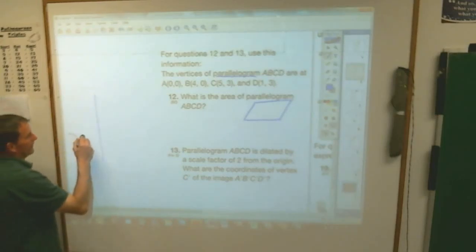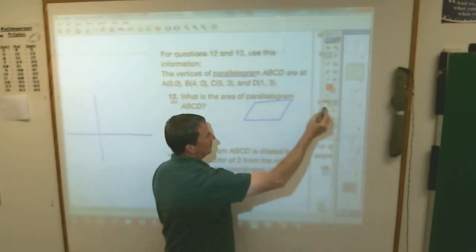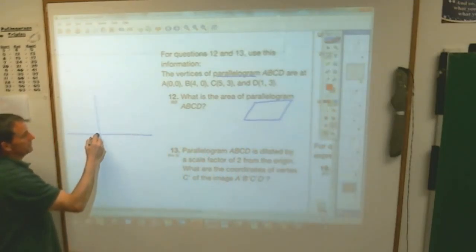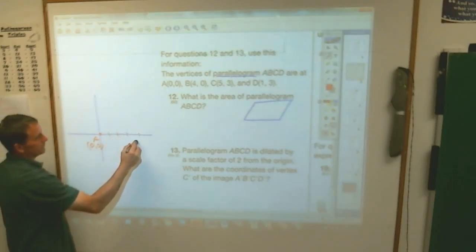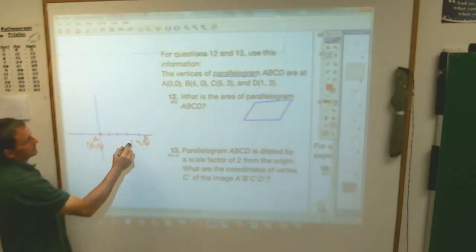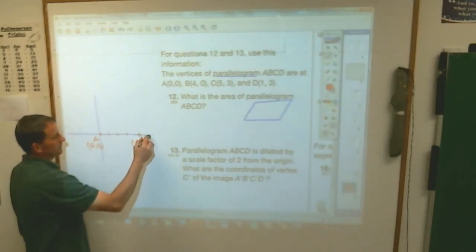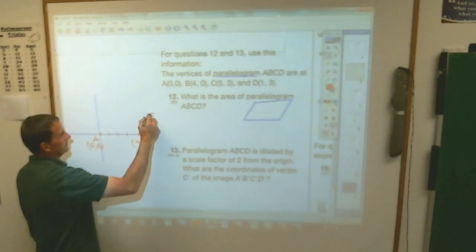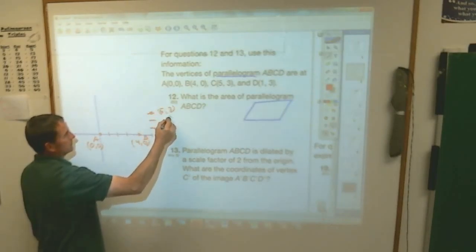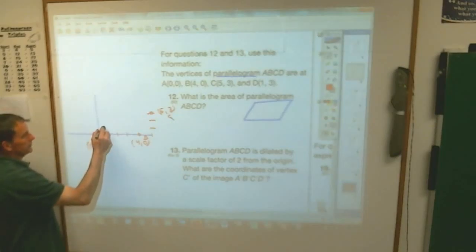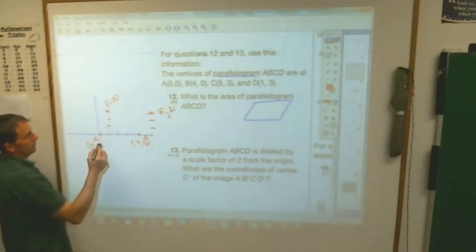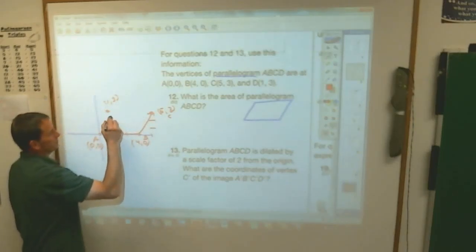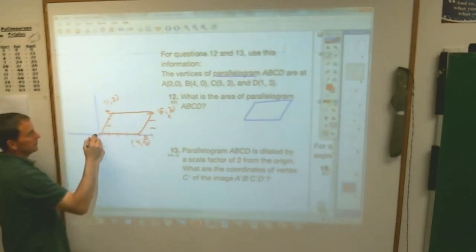So here, let me get an XY axis. Let's try to graph a couple points. A is 0, 0. B is 4, 0. 1, 2, 3, 4, 0. That's B. C is 5, 3. Here's 5, 1, 2, 3. And D is 1, 3. 1, 2, 3. So your parallelogram should have looked a lot nicer than mine. It's a little askew. But there's your parallelogram.